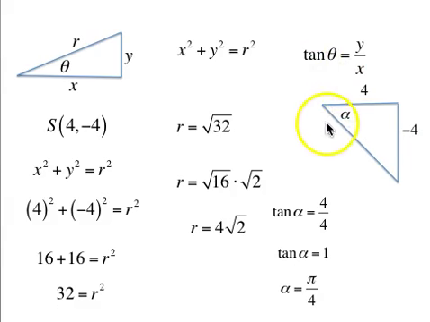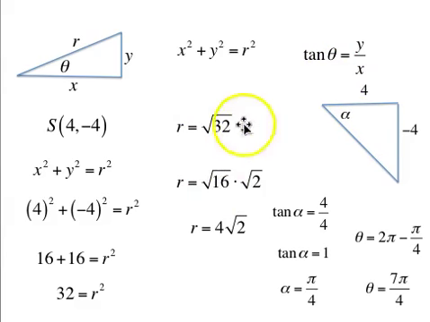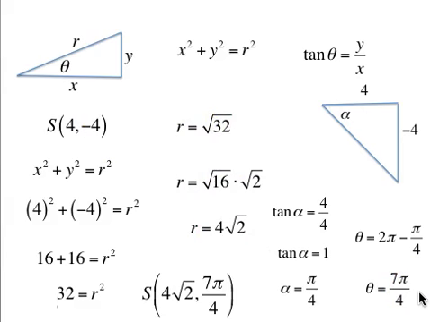So to get all the way around to get theta, that would be 2 pi minus pi over 4, which of course is 7 pi over 4. So for this point S, r is 4 root 2 and theta is 7 pi over 4. That's the polar representation for that point S.